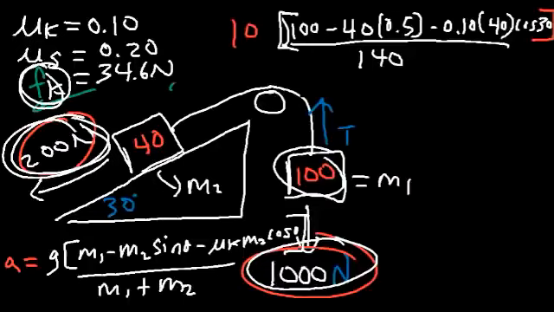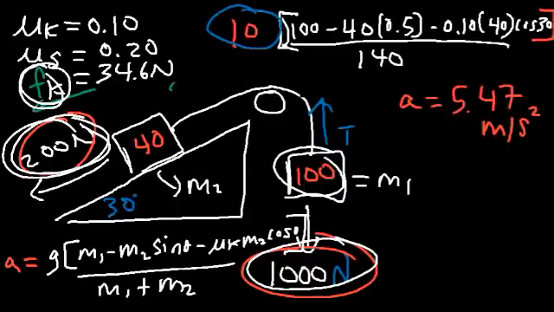So 100 minus 40 times 0.5 minus 0.10 times 40 times cosine 30. We said that's 76.535 times 10. That's 765.36 divided by 140. So the acceleration is a little bit different. It should be 5.47. Now, since we used a g value of 10 to calculate f of g and f of k, we need to use that same value. Otherwise, as you've seen in this example, our answers will be a mismatch.